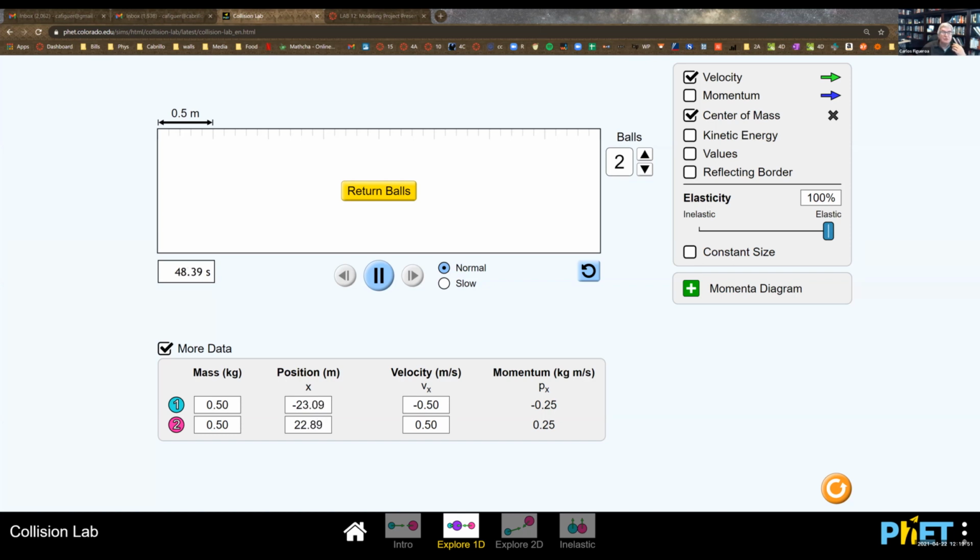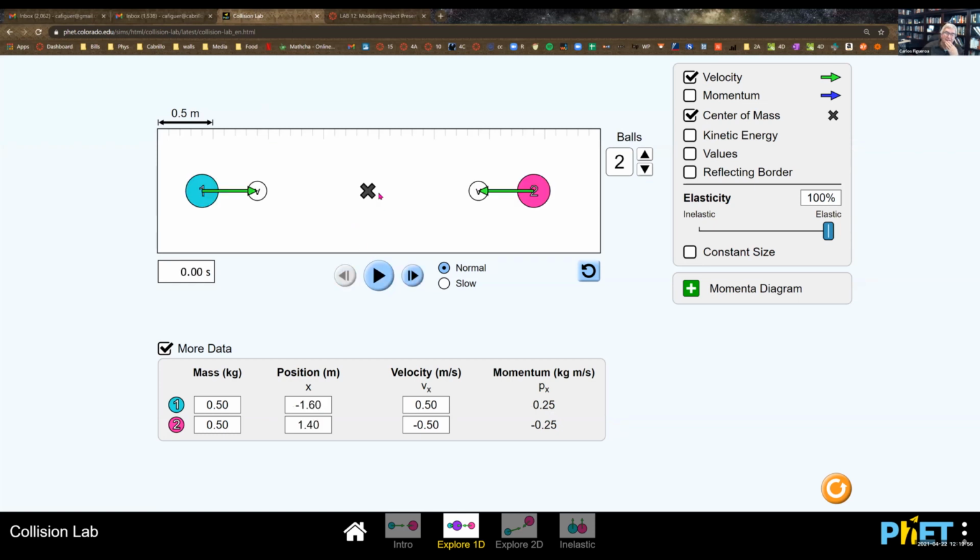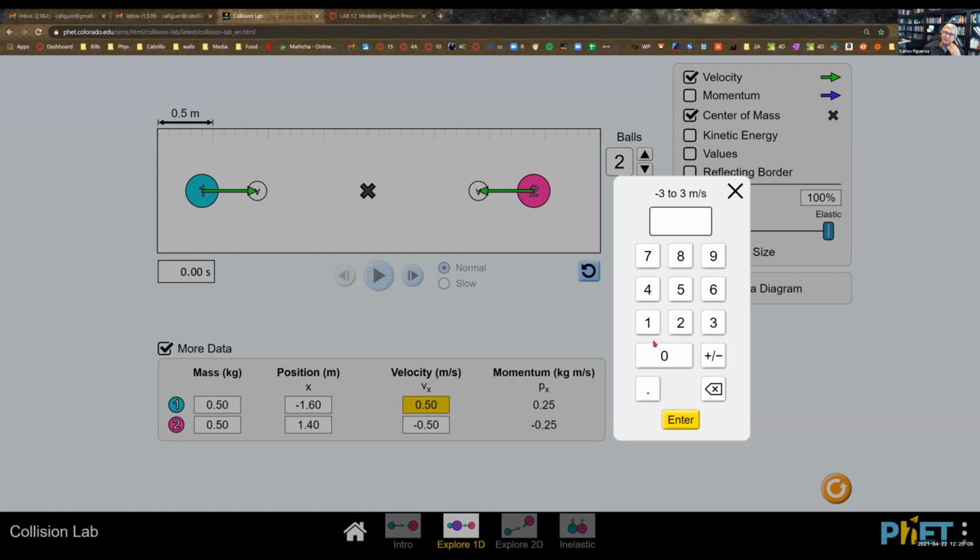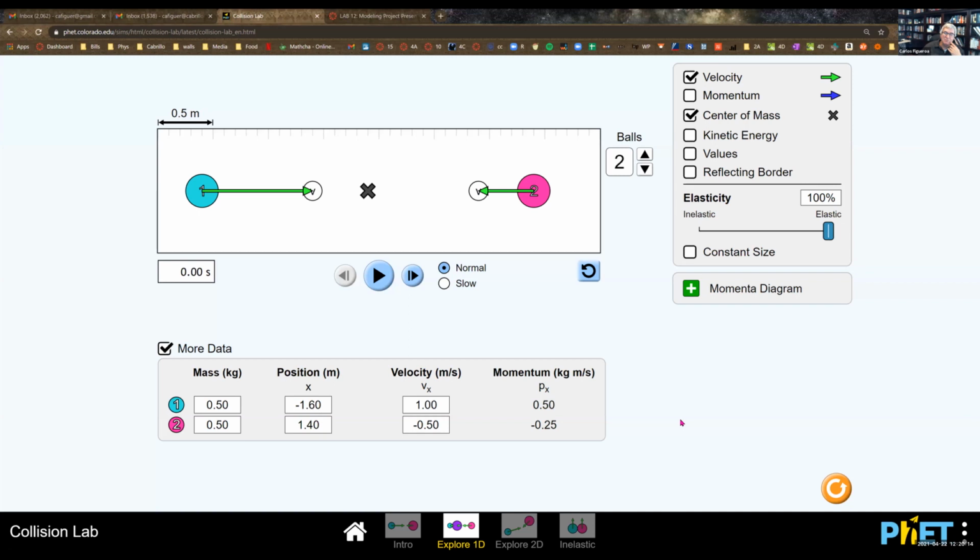So now let's go look at this other scenario here. I'm going to return the balls. Now look what I'm going to do. I'm going to make one of the speeds faster. Okay, so let's come up here. Let's look at this guy here. And this time I'm going to enter 1. So it's now moving faster here. Now let's look at what happens to that center of mass motion. If I click on this thing, see how it's moving? Look how it continues to move afterwards.